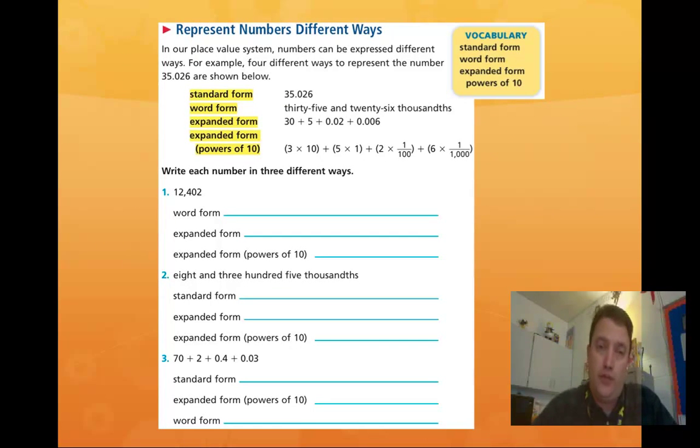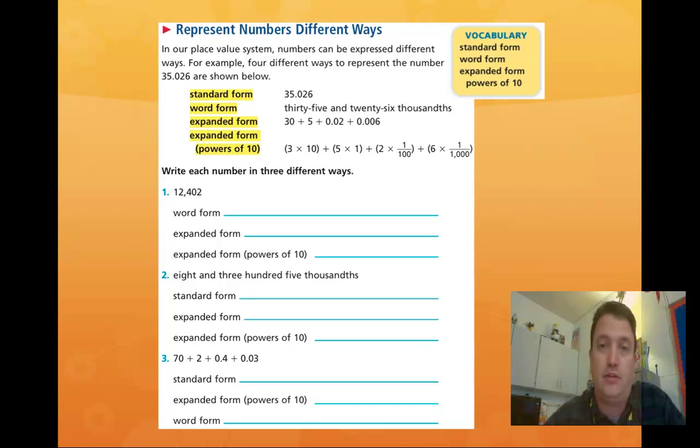All right, so now we're going to look at representing numbers in different ways. And I know you looked at this when you did your pre-test too. Okay, but in our place value system, numbers can be expressed in different ways. For example, 4 different ways to represent the number 35 and 26 thousandths are shown below.